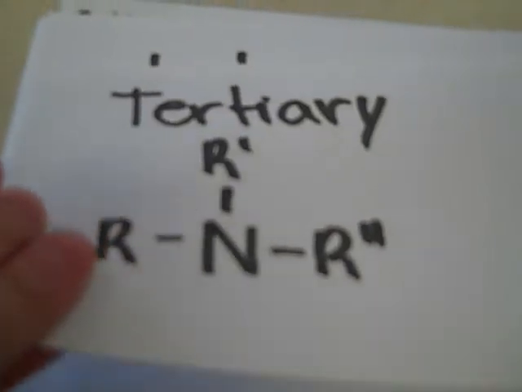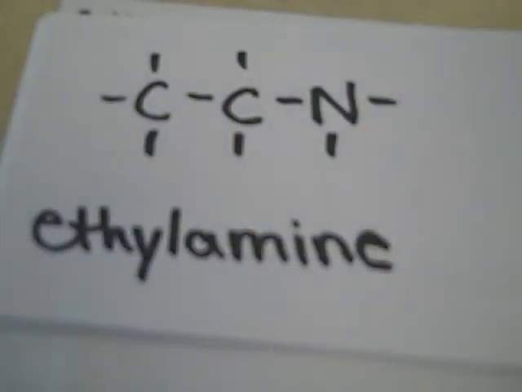For example, when given the model, we first name the hydrocarbon chain with the YL ending, which in this case would be ethyl. Then we add the word amine after to make ethylamine. Since there are no hydrocarbons attached to the nitrogen, we do not need to include this step.